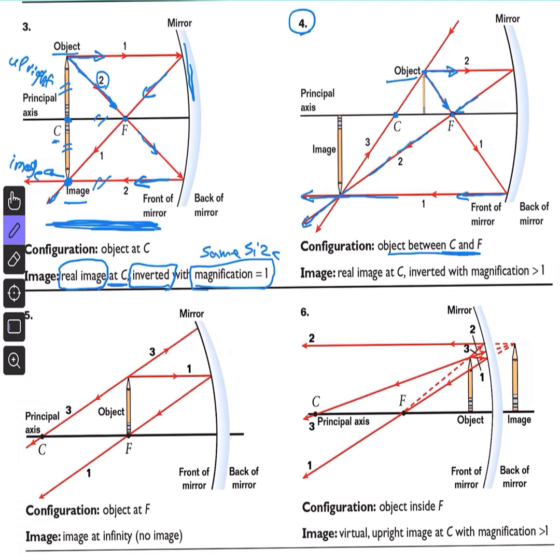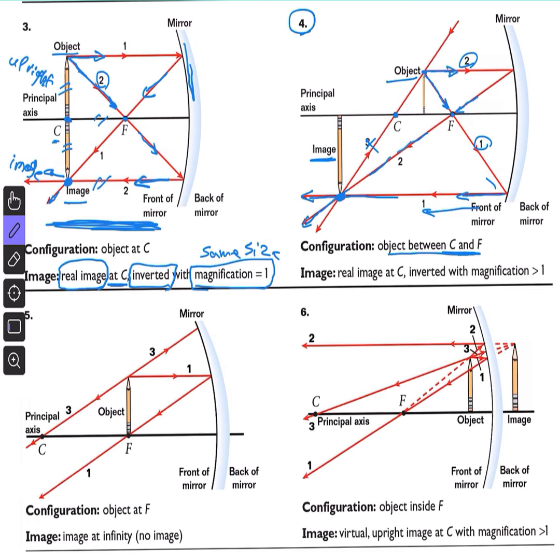So now I see that the first one and the second one intersect at one point. I don't need to look at the third one. Two is enough. So the first one I send parallel, reflected back through the focal. The second one I send through the focal and it reflects back parallel. And then they intersect at one point, which we call the point of the image. So it means the image is formed.